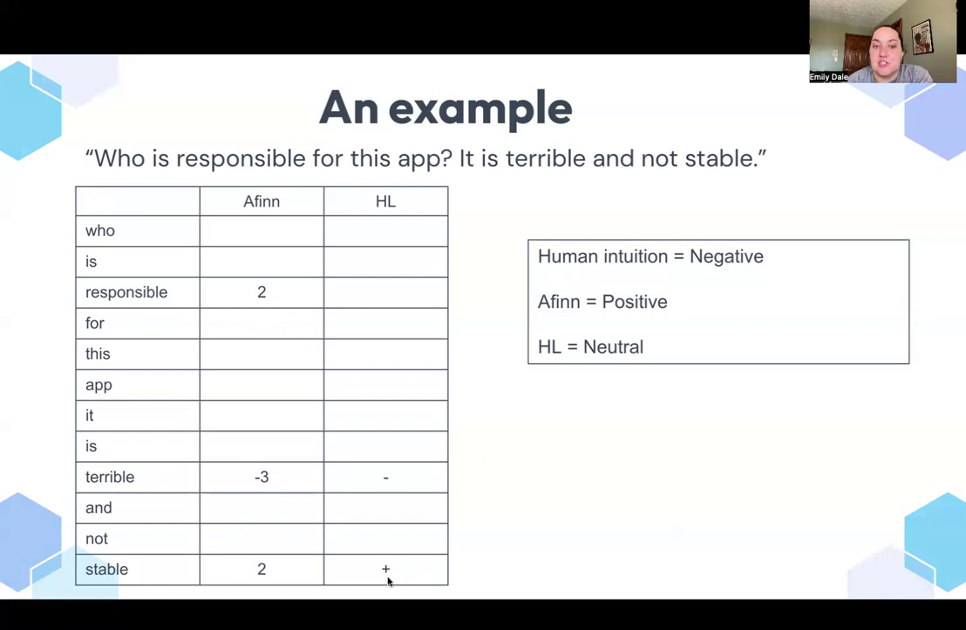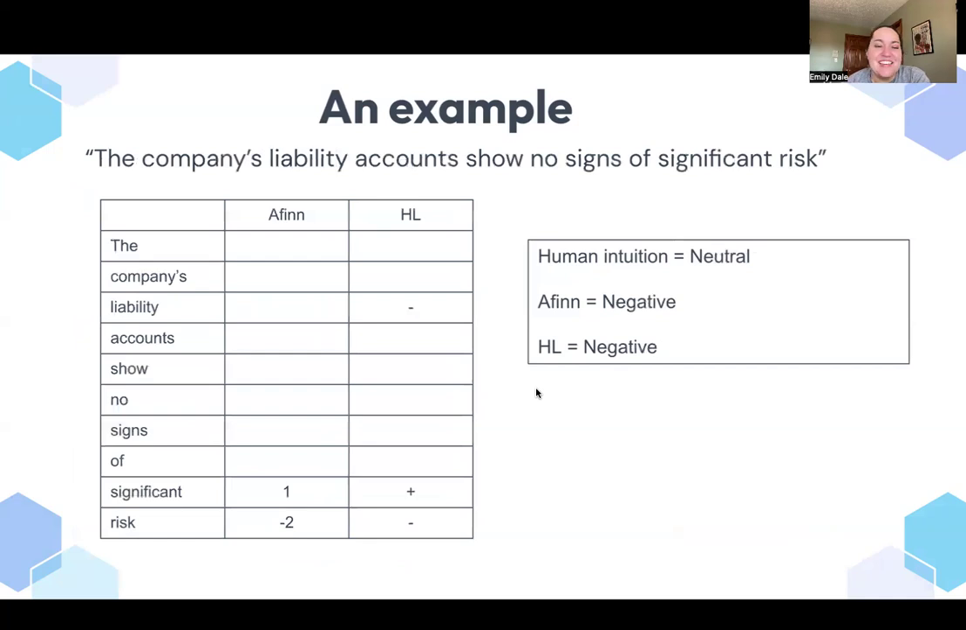HL looks at the specific terms. And if it's not in the dictionary, it doesn't add it. So we have negative for terrible, positive for stable, and then it ends up as neutral. So this is an example of when it doesn't quite work the way we wanted. We can read it and say this is probably negative, but these two dictionaries say maybe it's positive, maybe it's neutral. And I'm showing you the bad examples for some reason. There are lots of ways that it actually works really well.